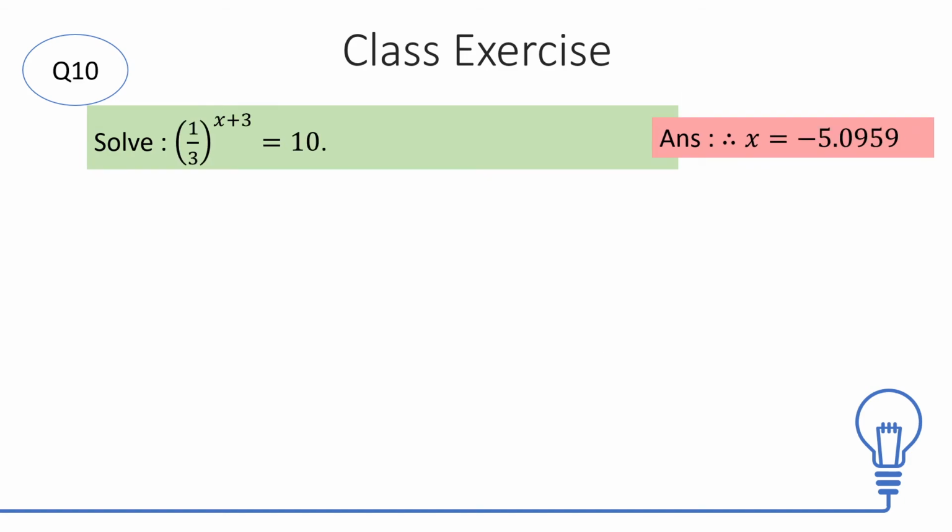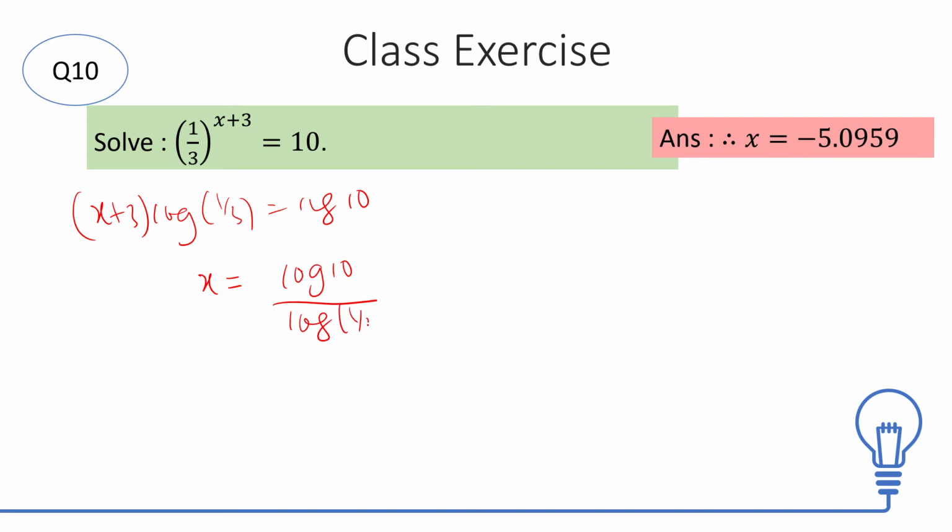Okay, and then this one also the same, 1 over 3. You don't care whether it's power 1 over 3 or whatever, we just take log. I bring this one in front, I bracket here, log 1 over 3 equals to log 10. And you don't even need to know log 10 is 1, because what we need to do is log 10 divided by log 1 over 3, minus 3. This one, just press calculator, we solve the problem. Why is minus 3? Because this is plus 3, so I shifted here, so answer.